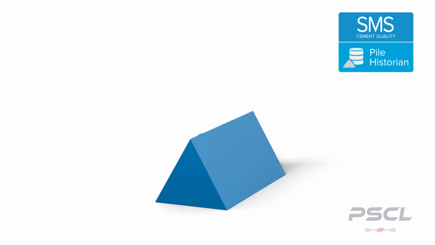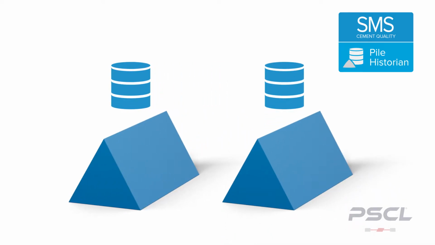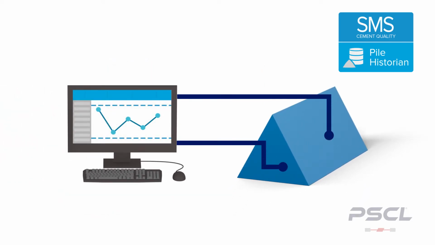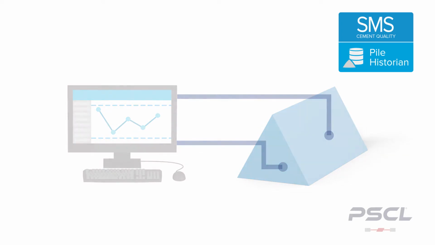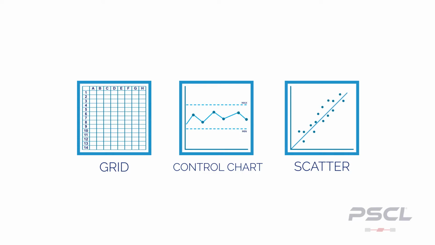Pile Historian achieves this by creating a database for each pile being stacked, keeping a record of chemistry over time. The built-in reporting provides a powerful tool to track the trends of elemental mass and LSF values within a pile. Values can be shown in the forms of grid, control charts, or scatter to allow you to dive deep into the quality of quarry raw materials.